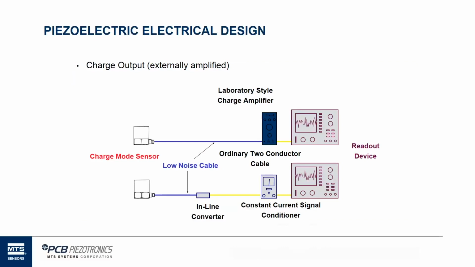It's a DC current loop, and if that DC current is constant, that means the voltage has to change, and that allows us to measure a varying voltage that's directly output to the acceleration of the accelerometer.